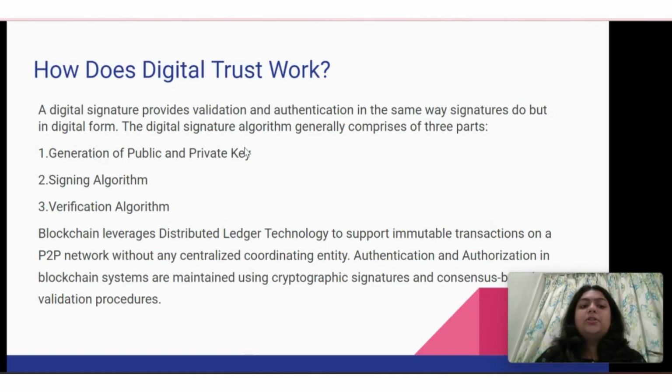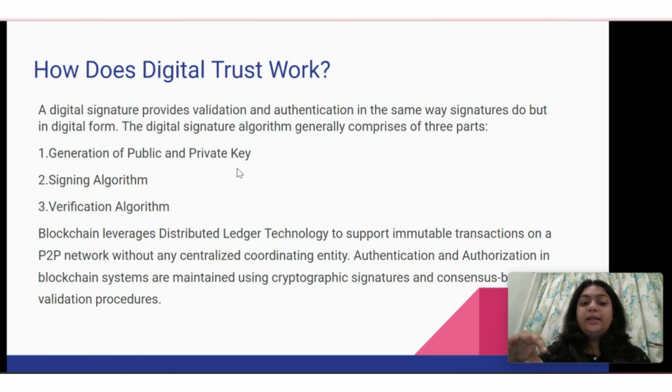Digital trust. Digital trust happens in three ways: generation of public and private key, signing algorithm, verification algorithm. Generation of public and private key, as we discussed, is done by a central, main authority, that is a key distribution center, where we can trust the center and see that the keys are confidentially maintained. Then we have a signing algorithm, which is also known as digital signature. Digital signature is a very secure form of signature that provides validity and authentication.